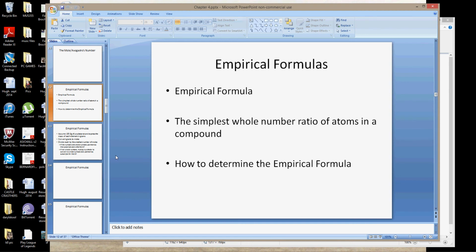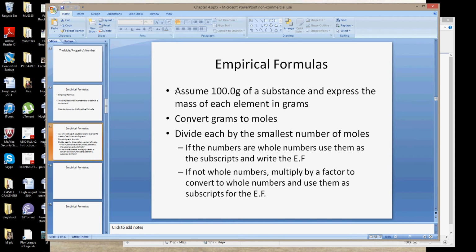Alright, Marco, this is how you do it. This slide is where we started. It tells us what we're going to be doing. Next slide. Assume 100 grams of a substance and express the mass of each element in grams.